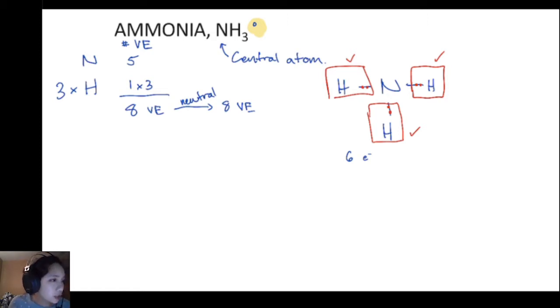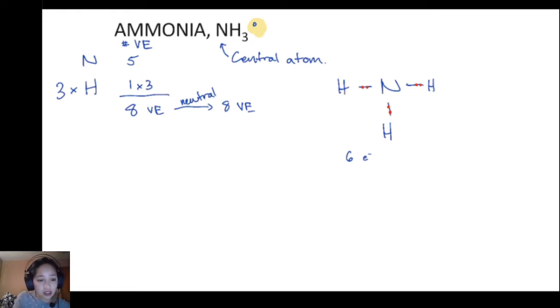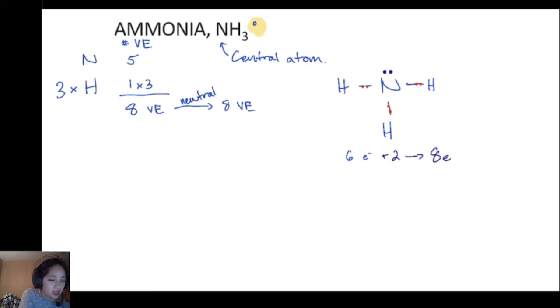Then the fifth step is to place remaining electrons on the central atom. Since we didn't put any electrons on hydrogen, we're going to put them on the central atom, which is nitrogen. As drawn right now, there are 6 electrons in those bonds. So those last 2 remaining electrons will go on the nitrogen. Now if you count up the total number of electrons in bonds and lone pairs, this molecule as drawn has 8 electrons. So this is the overall Lewis structure of ammonia.